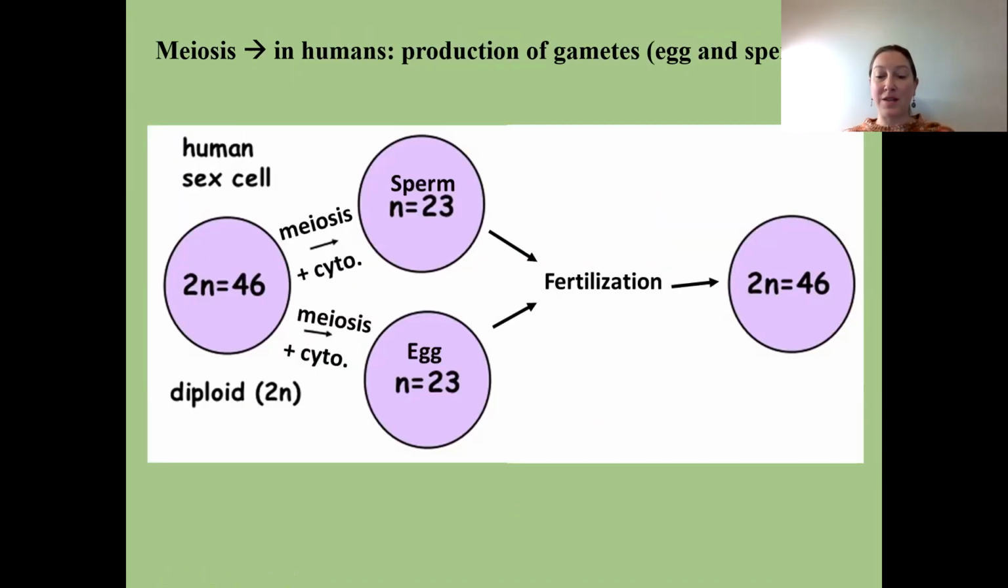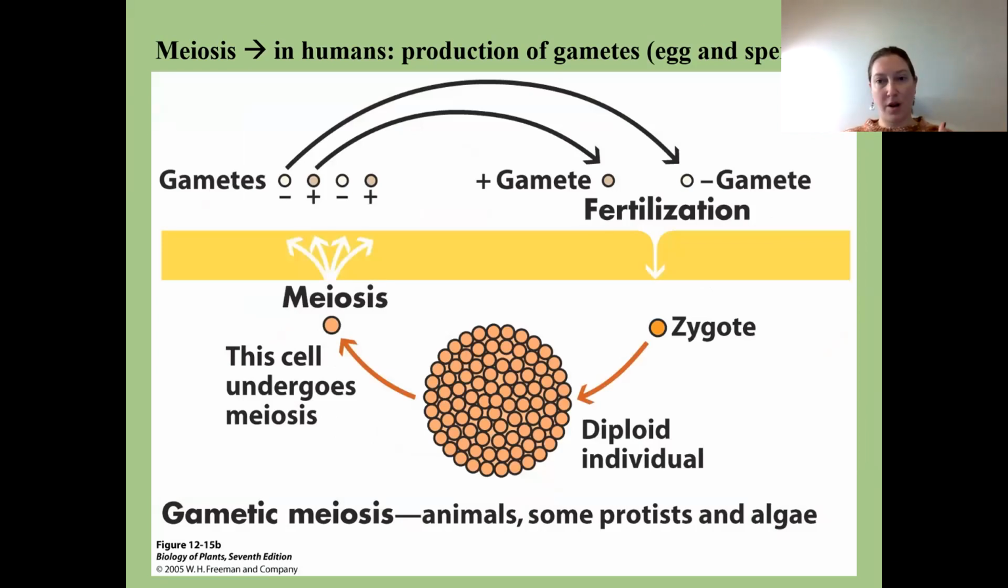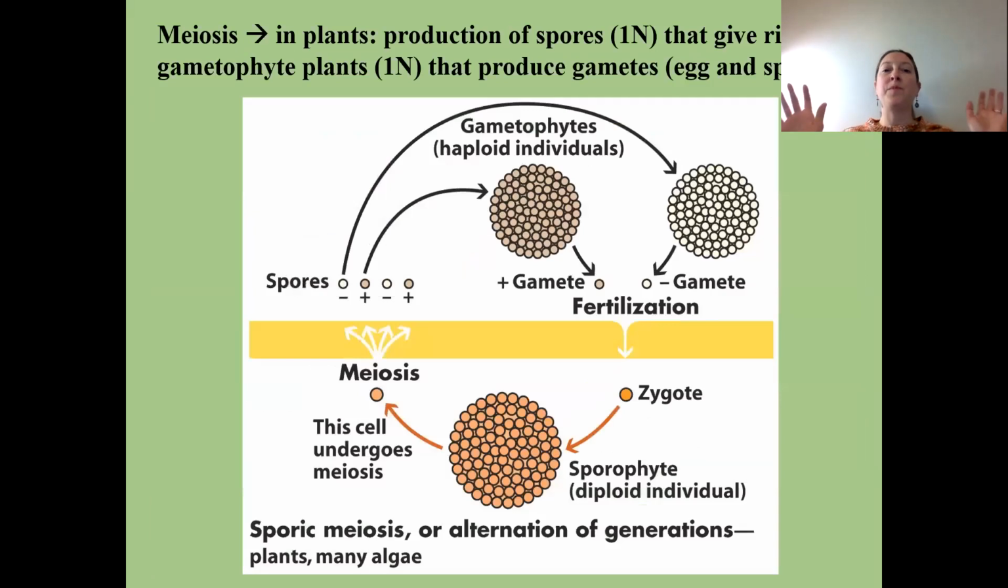Okay, so in humans, meiosis leads directly to the production of gametes, egg and sperm. Plants are complicated, so they don't lead directly to the production of egg and sperm. There's this extra kind of step. So in plants, meiosis leads to the production of spores. So you can make a note to yourself. In humans, meiosis leads to the production of gametes, egg and sperm. In plants, meiosis leads to the production of spores. But those spores are going to grow into what's called a gametophyte plant. We'll learn about that soon. And it's going to be the gametophyte plant that makes the gametes.